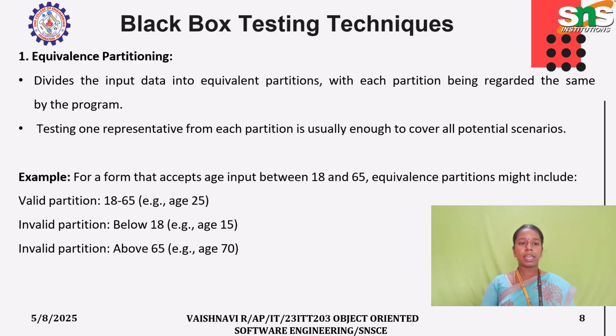First technique, equivalence partitioning. Here the example for this test technique is when an age is given. In equivalence partitioning, it may be that the given age is between 18 and 65. If we give the age as 25, it gives us valid partitioning because 25 comes under 18 to 65. If we give the age as 15, it comes under invalid partitioning, because it is below 18.